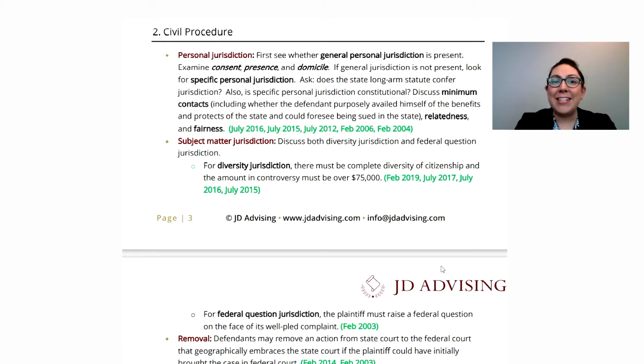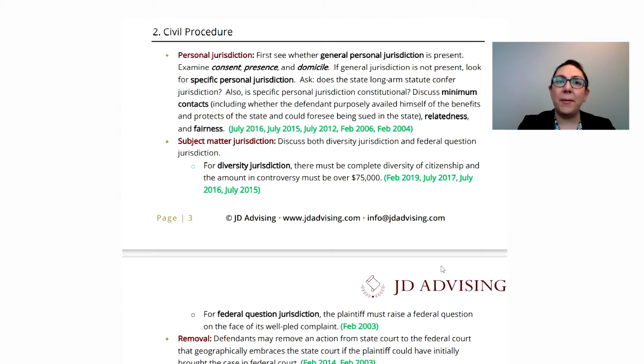One of their favorite things to test is probably personal jurisdiction. And they're looking for a very specific response when they test personal jurisdiction. So if you see this issue, you first want to discuss whether there's general personal jurisdiction by going over consent, presence, and domicile. If there is no general personal jurisdiction, which on essays usually there's not because your essay would end there, the next thing to do is look at specific personal jurisdiction.